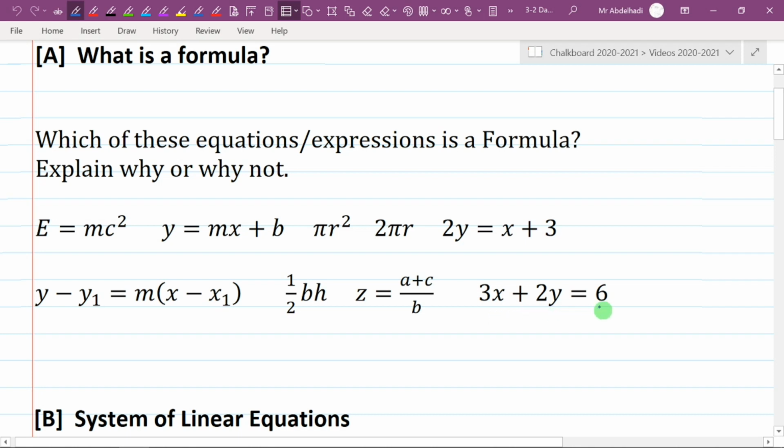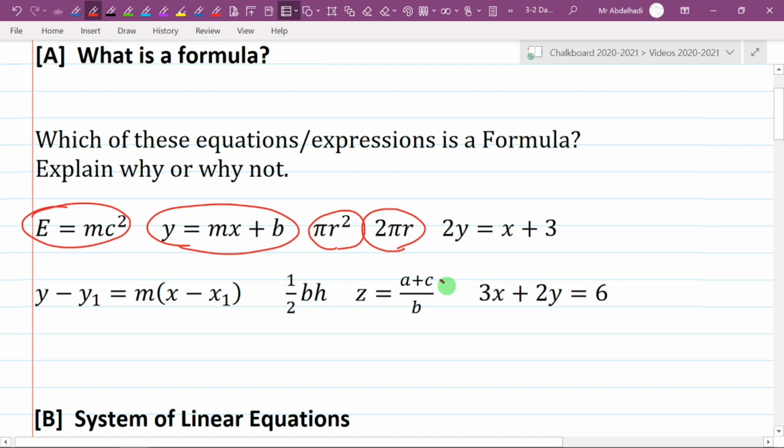Which ones are formulas? Now, most people, if this was a normal classroom, I'd have people raising their hand for this because they recognize E equals mc squared. They would probably choose y equals mx plus b. They would say, hey, pi r squared, that's the formula for the area of a circle. And 2 pi r, they might recognize as the circumference of a circle. This they don't recognize, so they don't think it's a formula. Hey, this is the point slope form or formula, and they'd say that was a formula. And then 1/2 base times height, well, that's got to be the formula for the area of a triangle. And then they don't recognize this and they don't recognize this.